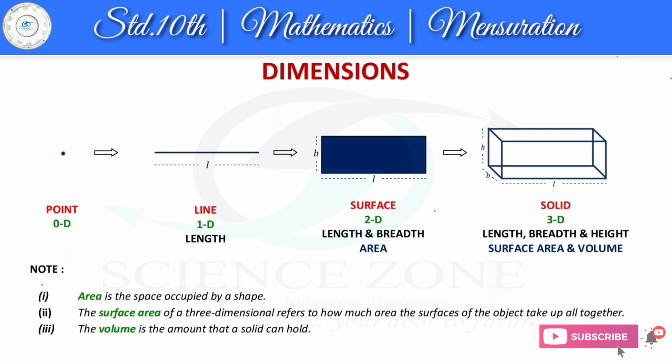Whereas the line is a breadthless length, so it has one dimension, that is its length. The surfaces have no thickness but length and breadth, so they are 2D shapes. We can calculate their area and their perimeter. Finally, we have 3D solids which have length, breadth and height also. We can calculate the surface area of the solids and volume of the solids.